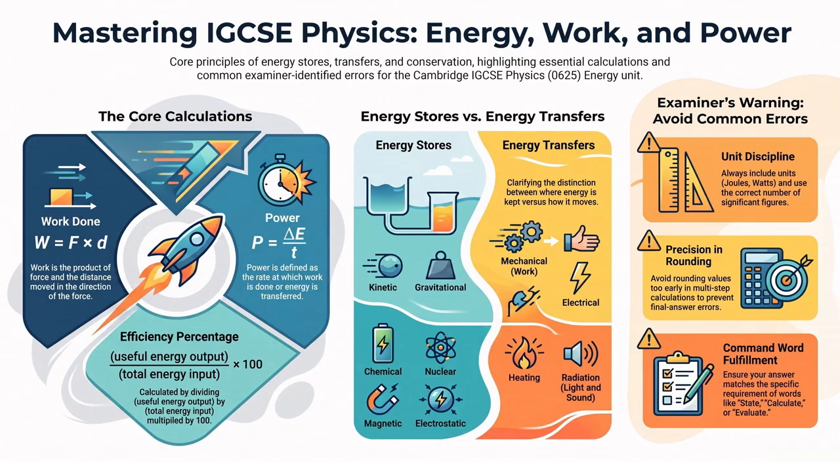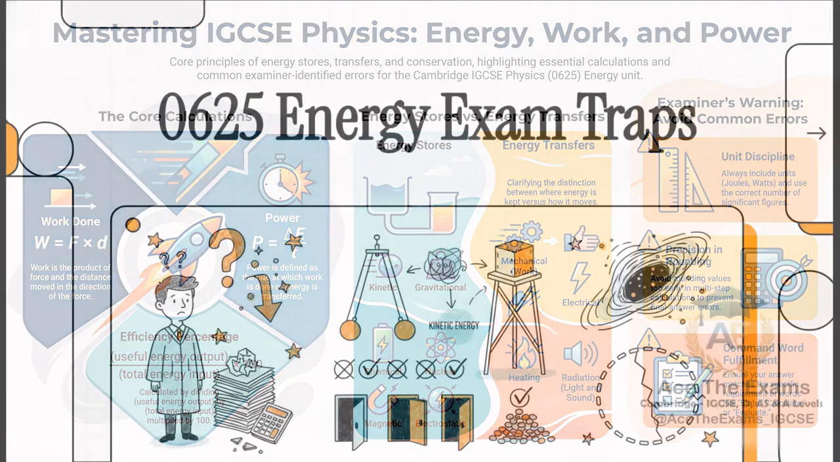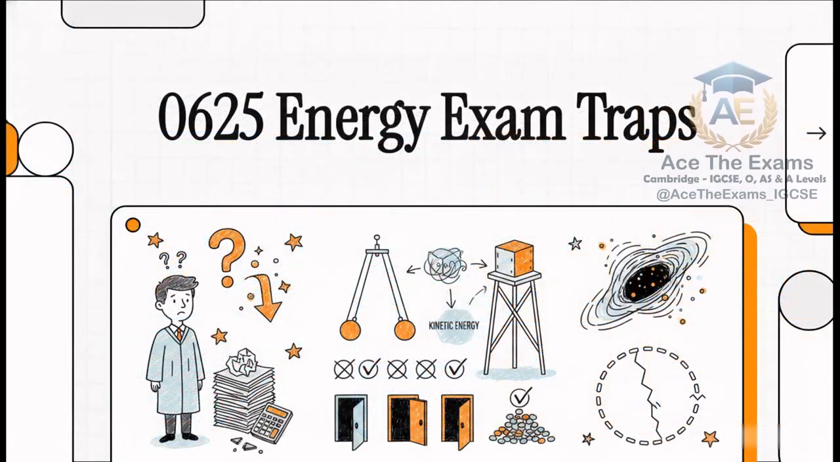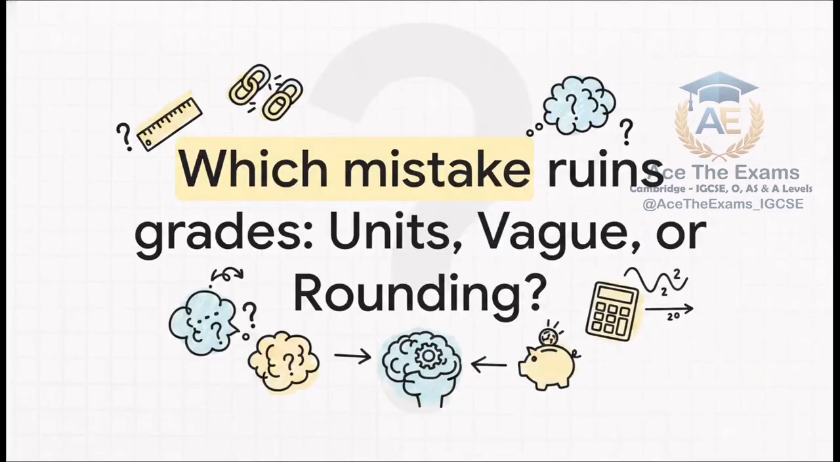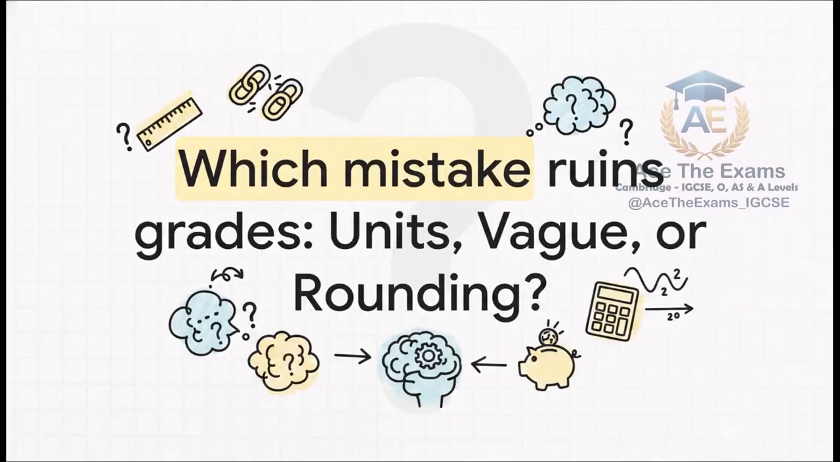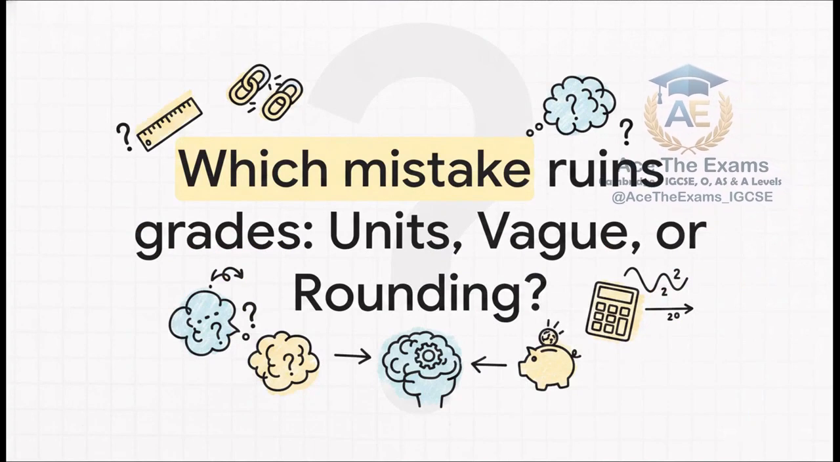Okay, I have a confession to make. Even the absolute brightest, most over-prepared students walk into their Cambridge OS 625 physics exam and they literally throw away guaranteed marks on the energy topic. So, I want you to make a choice right now. Which energy transfer mistake ruins top grades?